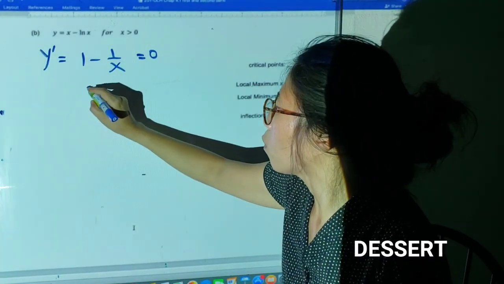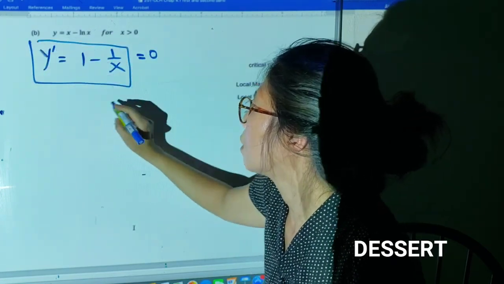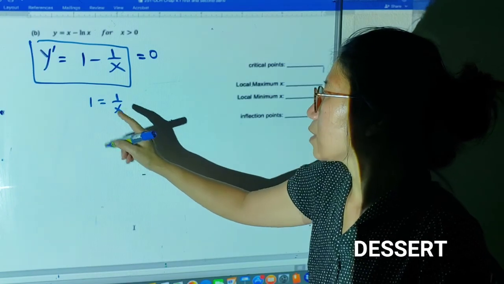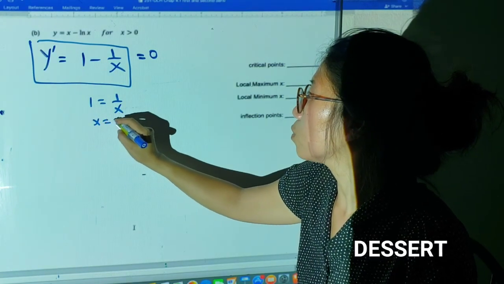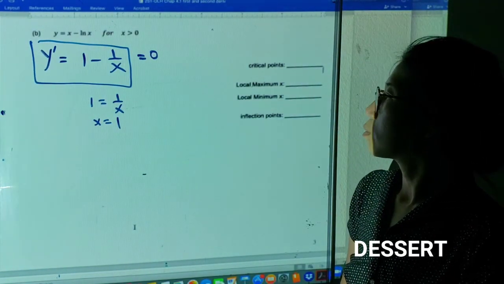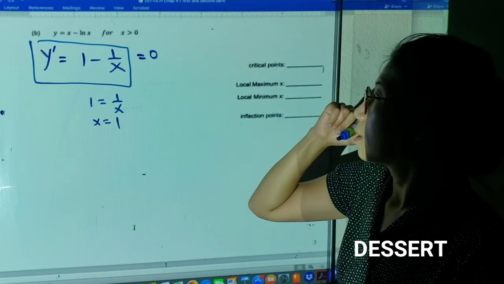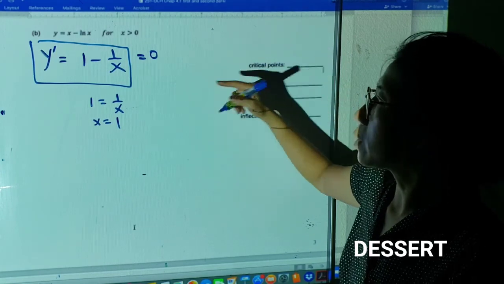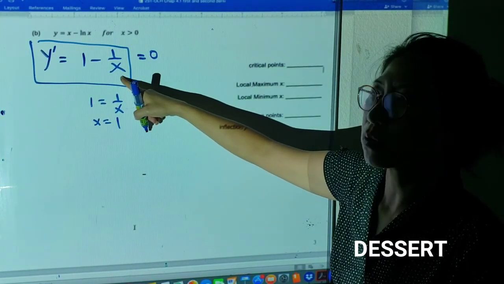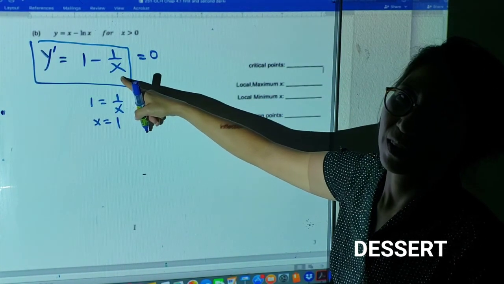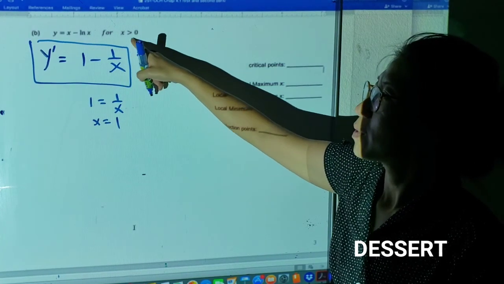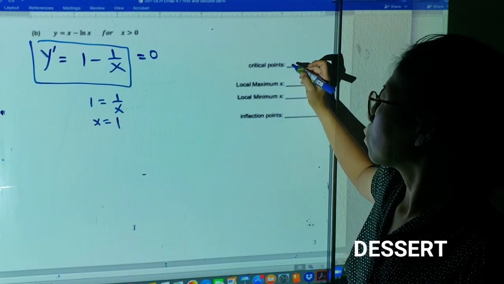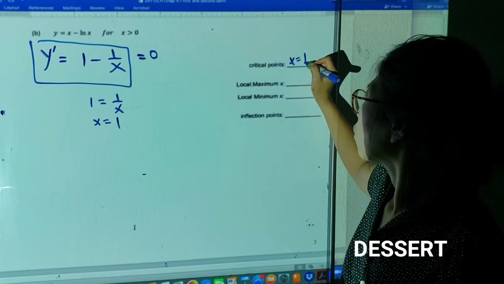Then 1 is equal to 1 over x, right? So what is x? x is equal to 1. Also, can x be 0? Yes or no? Tricky, right? Because this one is not going to be in the domain. So the critical point will be only x is 1.